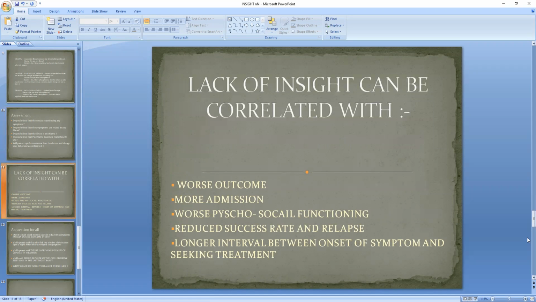Lack of insight can be correlated with worse outcome, more admission, worse psychosocial functioning, reduced success rate and relapse, longer interval between onset of symptom and seeking treatment. Now, suppose a patient of schizophrenia comes to me and I put her on antipsychotic and I send her home. After some time, because of lack of insight, she'll stop taking the treatment and the disease will relapse.